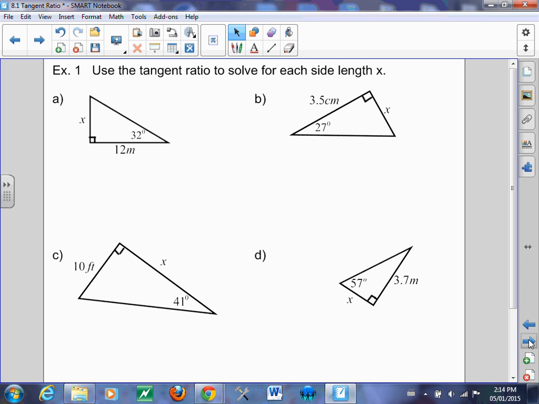Okay, example 1, use the tangent ratio to solve the side length x. Okay, so what I want to do, folks, is notice this is the beginning of this, so I want you to write this down until you get the stuff memorized. But if an angle is given, that's our angle of reference. Okay, so from that angle of reference, x is what we're trying to find, and what side is it? It's the opposite side. Okay, whereas 12 is the adjacent side. Now hypotenuse has nothing on it.